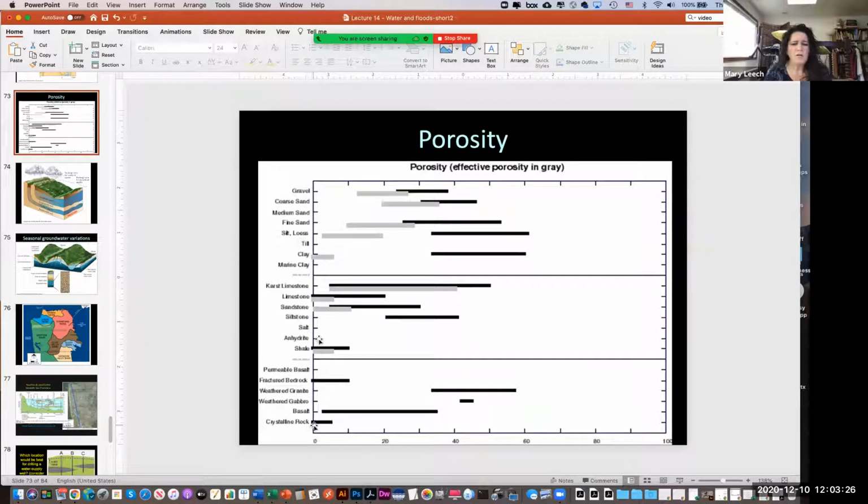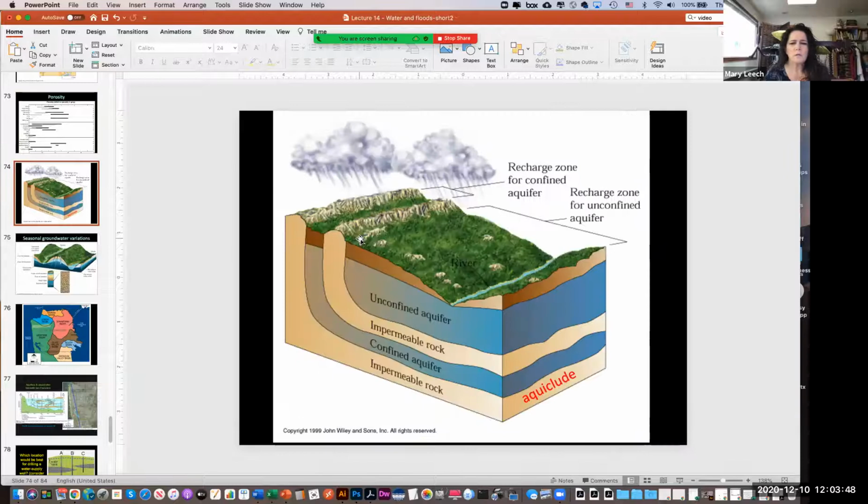The ones that are down here, like this clay, which would make a mudstone, I suppose, or shale, or just bedrock, solid rock, like a granite, they're impermeable, and those get another name, which is an aquiclude.